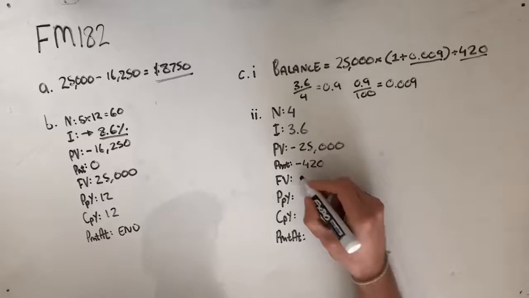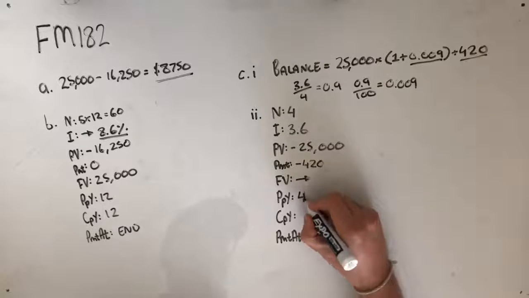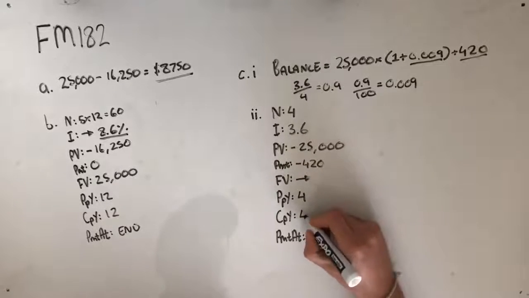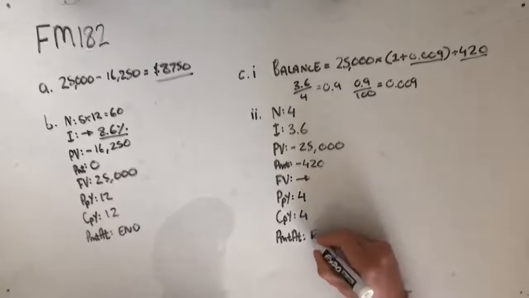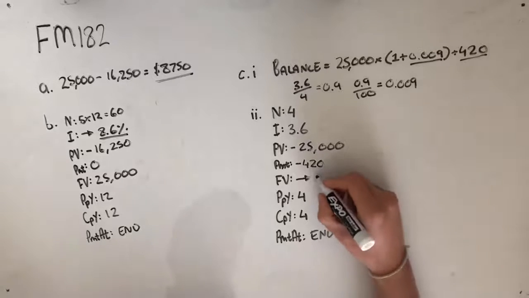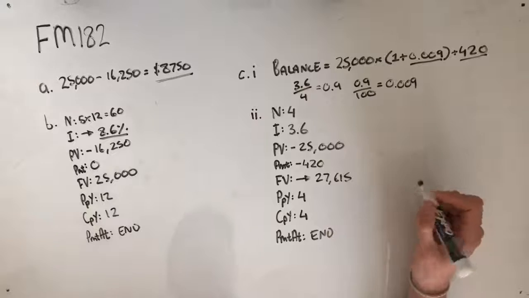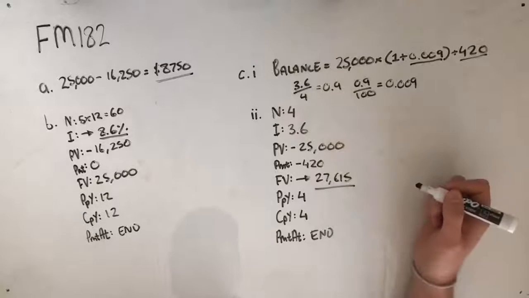The future value is what we're solving for. Payments per year is 4. The compounds per year is also 4. Solving for the future value, we should get a rounded answer to the nearest dollar of $27,615.